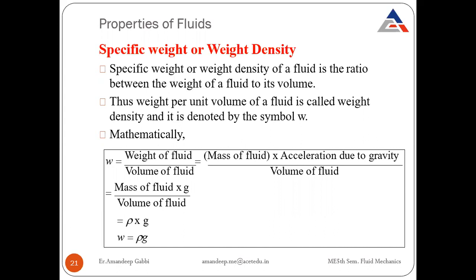Generally, rho is mass per unit volume, and weight density is the weight of the fluid divided by the volume of the fluid, weight per unit volume, mg divided by the volume of the fluid. This is the difference between specific weight and density. I hope you have understood this. Rho g is the formula for specific weight or weight density.